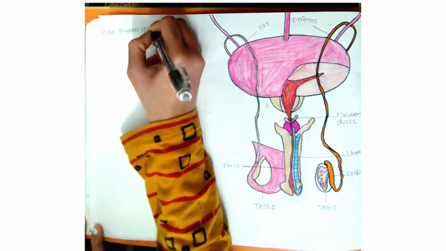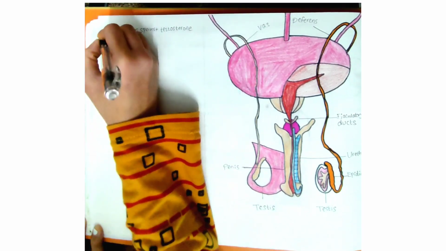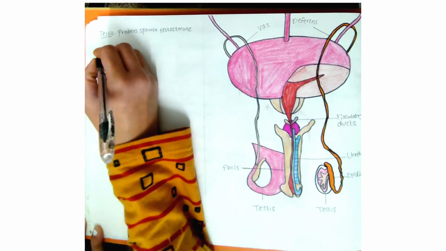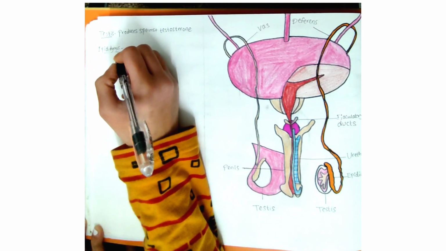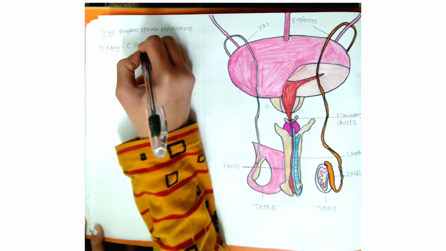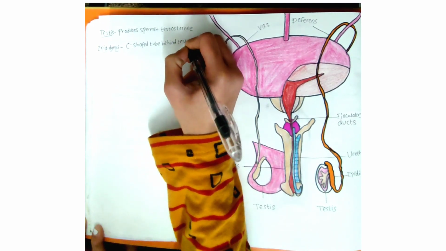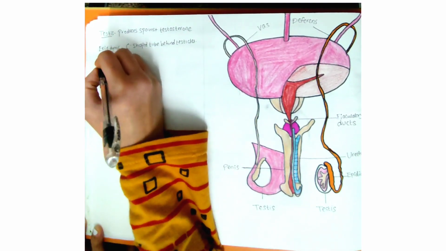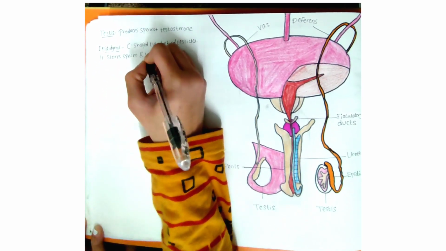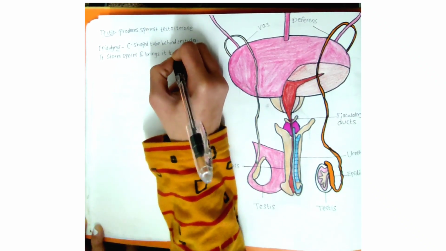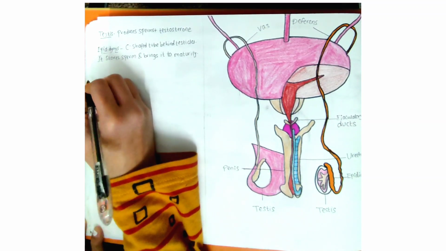The testis is responsible for producing sperm. Sperm are the ones which are going to fertilize your eggs. They also produce the male hormone called testosterone. Then we have the epididymis. The epididymis is a C-shaped tube behind your testicles, I mean the testis, and it is responsible for storing your sperm and also for bringing it to maturity. So it's kind of like an oven. It stores the sperm and brings it to maturity.